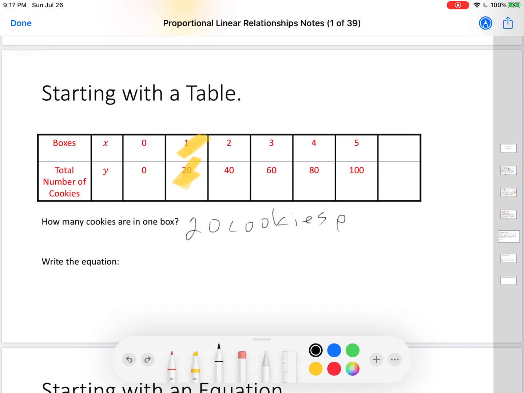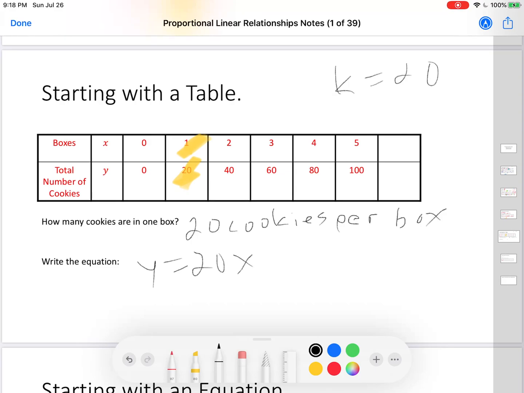Per box. 20 cookies per box. That's how much. What is the equation? Well, what is k? K is 20. You know that. K equals 20. So y equals 20x. See if that works.